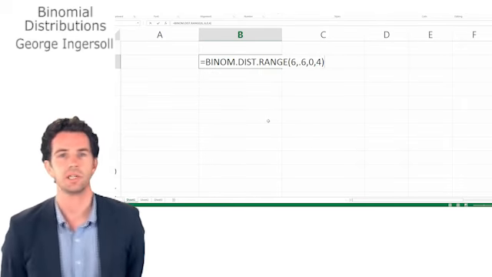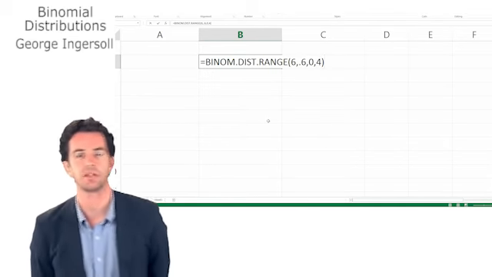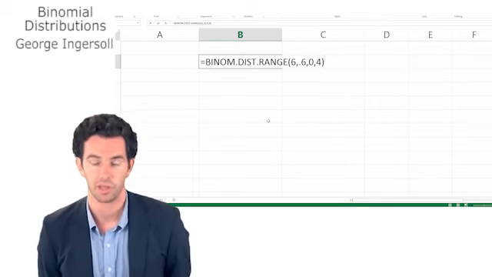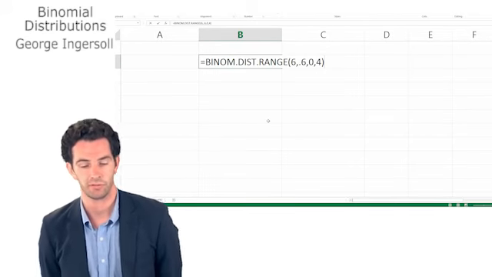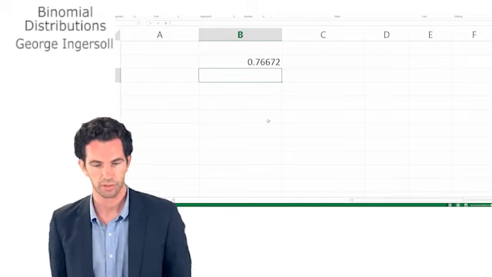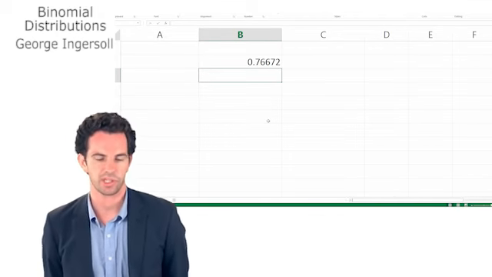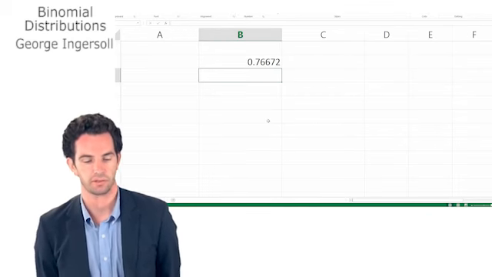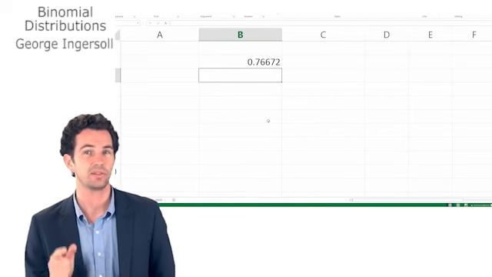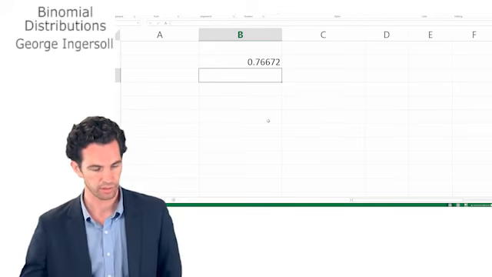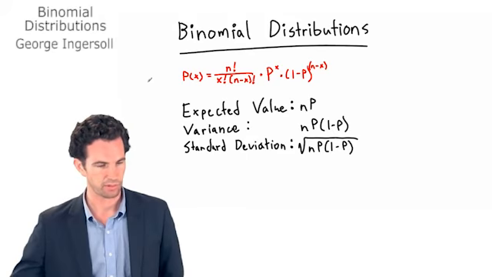This is an inclusive range. So we're saying, what's the probability that she makes less than 5? This is the probability that she makes between 0 and 4 free throws. And the answer is 76.67%. Let's go back and use this exact same equation on our first example.